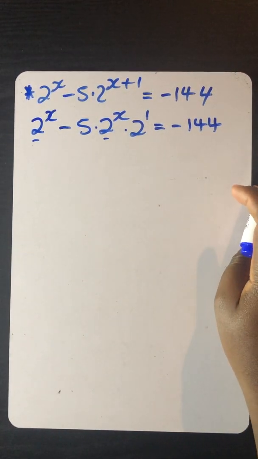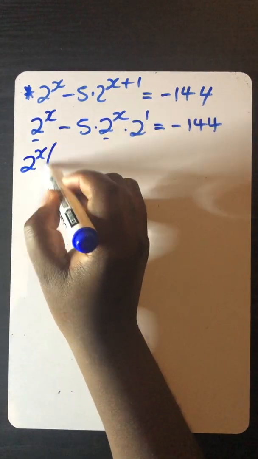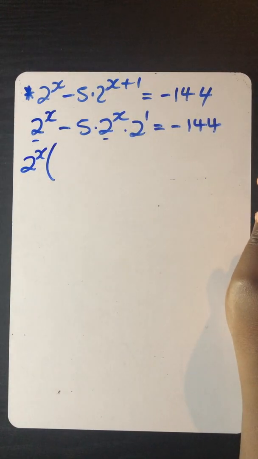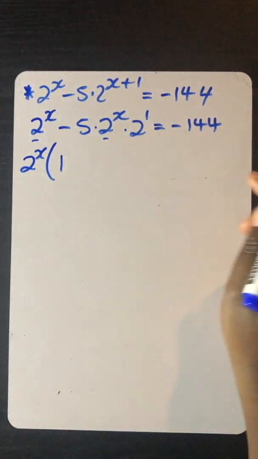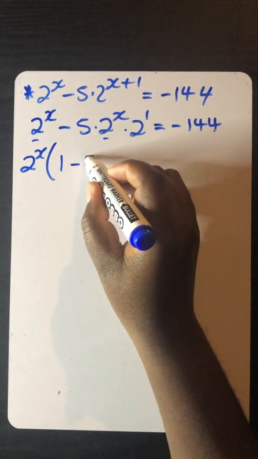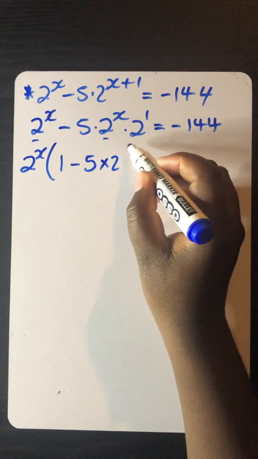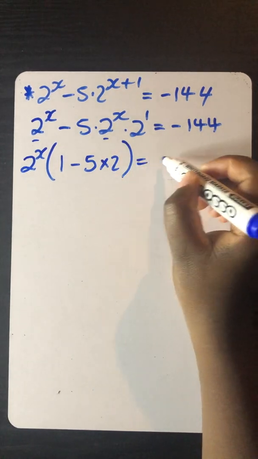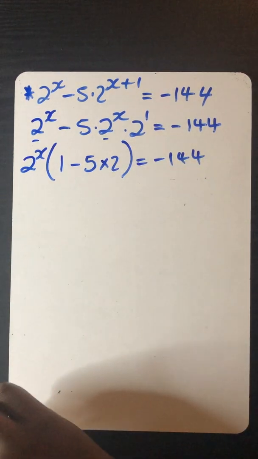Why did we have to do that, ladies and gentlemen? It's because we wanted to take out 2 to the exponent x as a common factor. So obviously we remain with 1 over there, minus 5 multiplied by 2 to the exponent 1, of which it might not be necessary to write the power of 1.